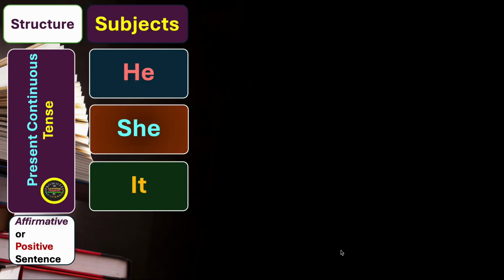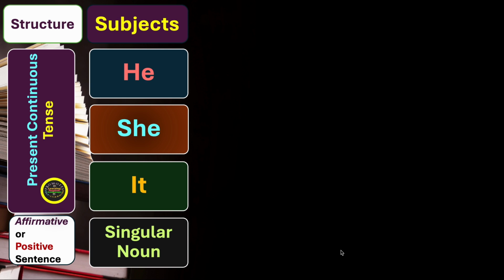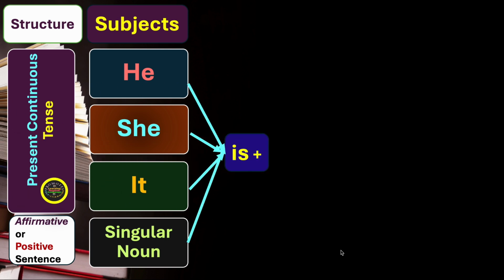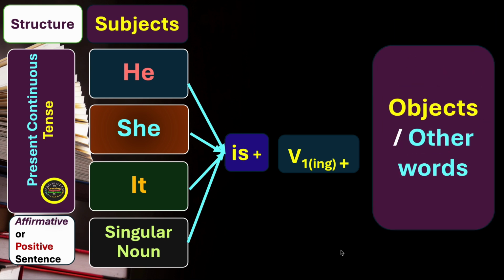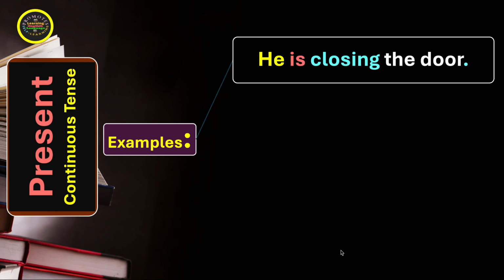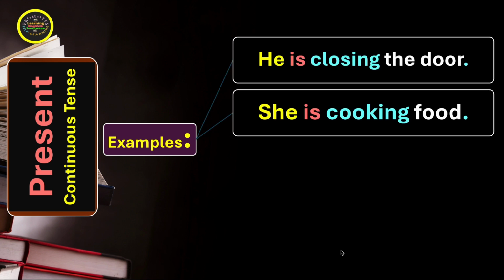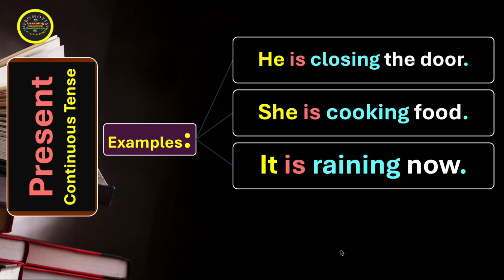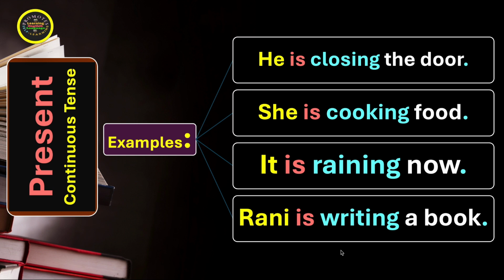The structure of present continuous tense in the affirmative or positive form of a sentence. If you have subjects like he, she, it, and a singular noun, in the present continuous tense, we add is, and then we add the first form of the verb and ing. At the end, we have objects or other words. Let's see the examples. He is closing the door. She is cooking food. It is raining now, and Rani is writing a book.